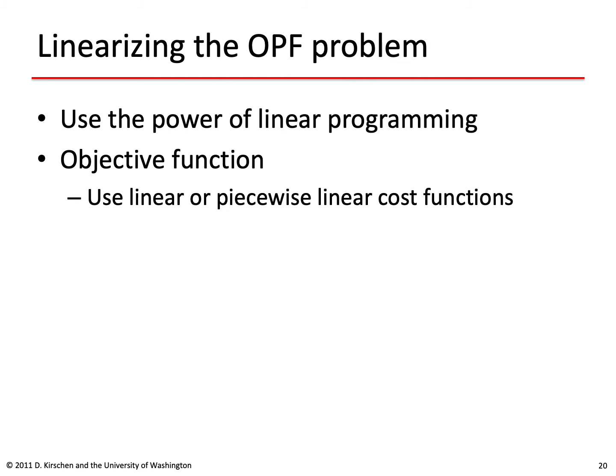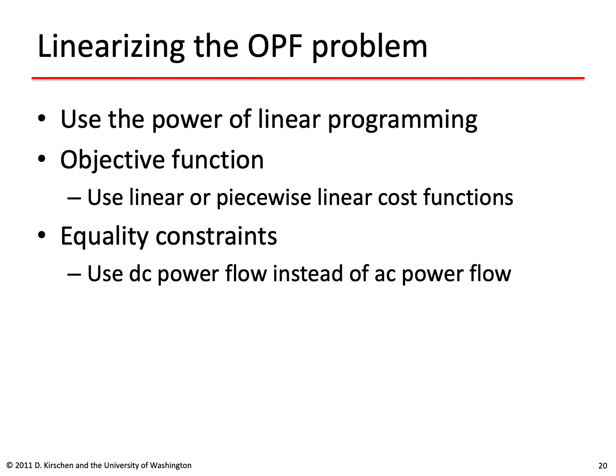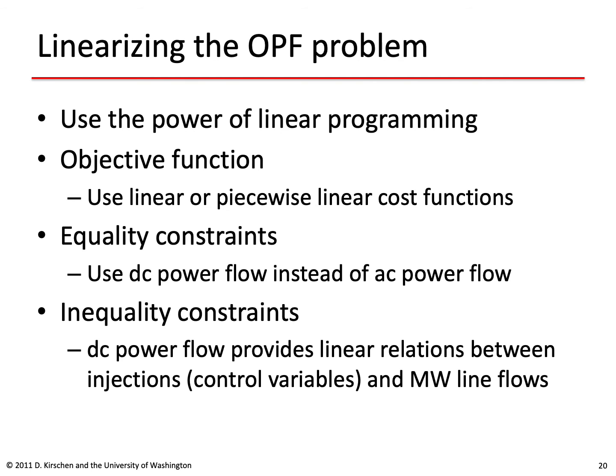So the objective function must either be linear or piecewise linear. The equality constraints must also be linear, so we have to replace the full AC power flow equations by the DC power flow approximation. We'll see soon how that works. And the inequality constraints must also be linear. So the DC power flow approximation provides a linear relation between the injections, which are our control variables, and the megawatt line flows. But we have to limit ourselves to megawatt line flows because the DC power flow approximation does not consider the megavar flows.